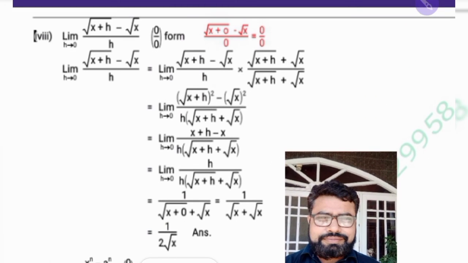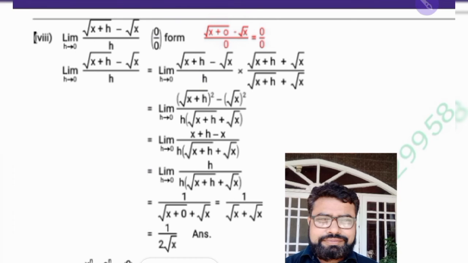The next part is same like part number 7. There is square root x plus h. The value of h is 0, so we will write the value of h is 0. x plus h means x plus 0, minus square root x will be written same, divided by h, and the value of h is 0, so we will write 0 here. Square root x will be cancelled with square root x. We have 0 by 0 form. Now we have to remove it by applying algebraic technique.